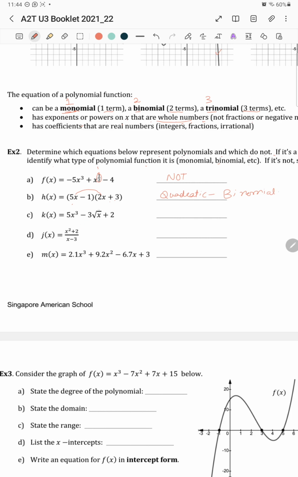Okay, it is with 1/2, so not a polynomial. It has fractions, so not a polynomial. So this one is a polynomial with degree 3, which means cubic.